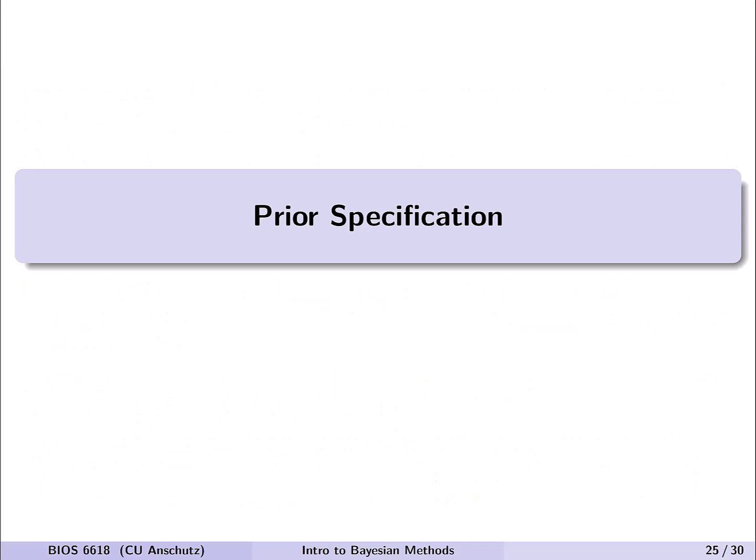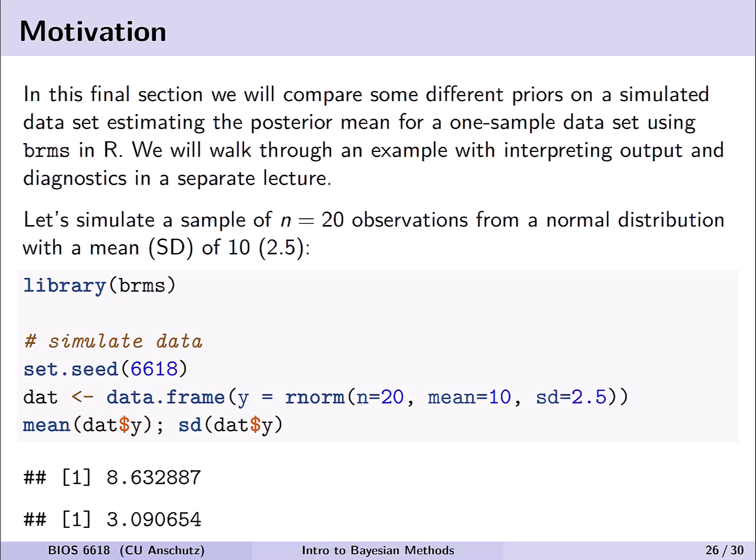The final quantity of interest to then describe in greater detail is the idea of prior specification. And this is one of those tricky challenges in Bayesian statistics. So in this final section, we're just going to compare some different priors on a simulated data set to estimate the posterior mean for a one sample data set using brms and R. We'll walk through an example interpreting output diagnostics in a separate lecture for an actual regression application.